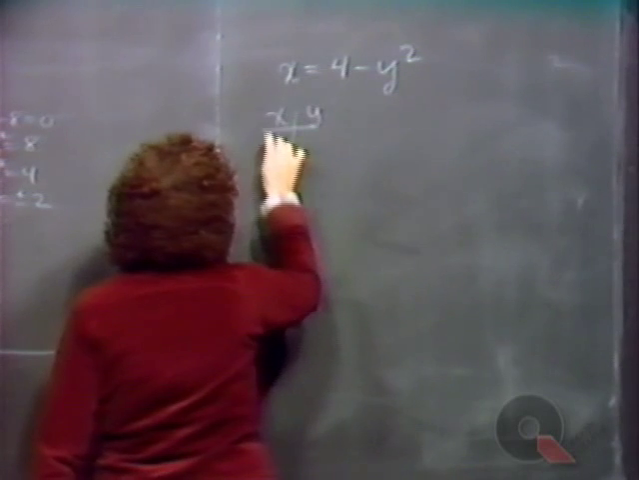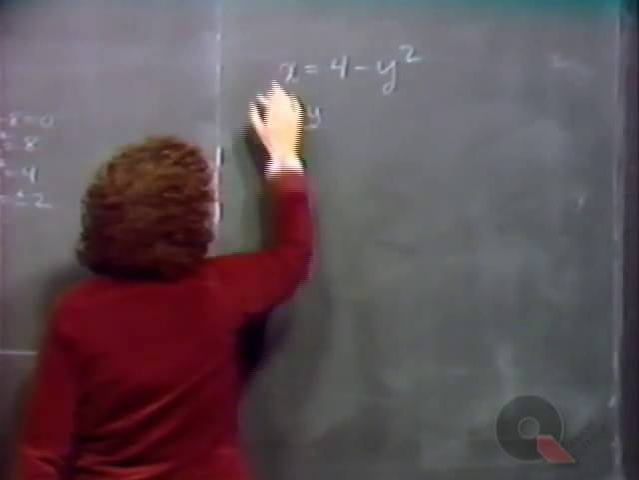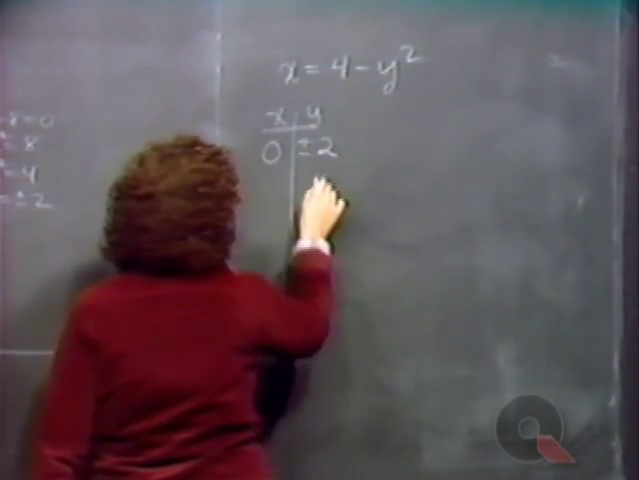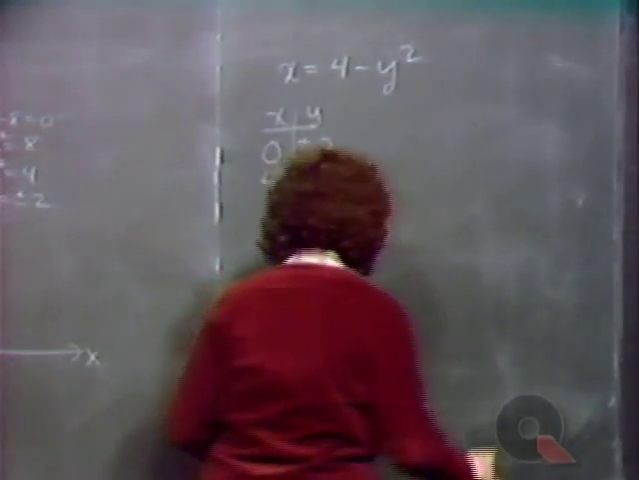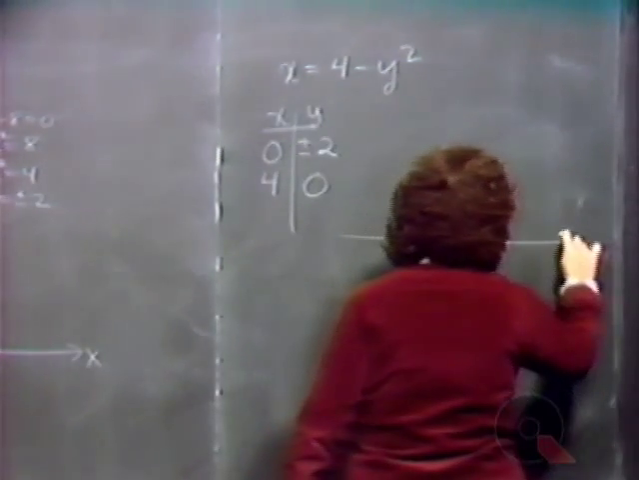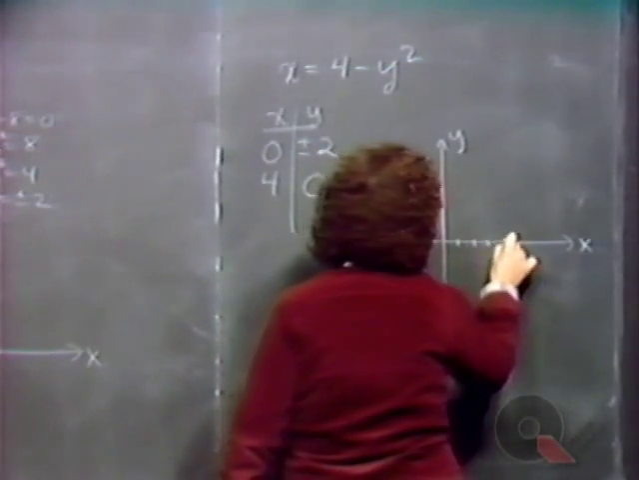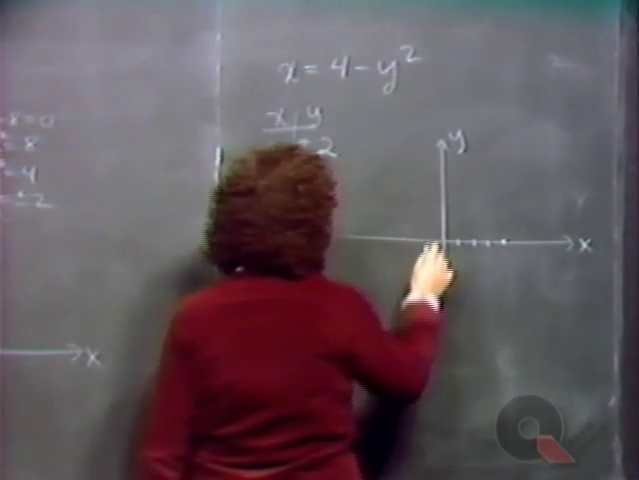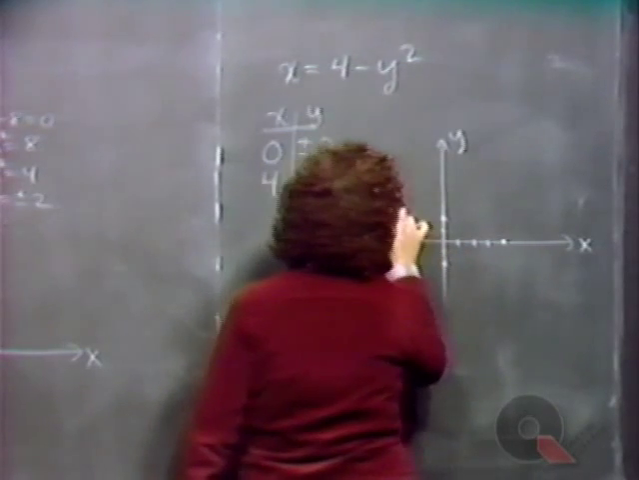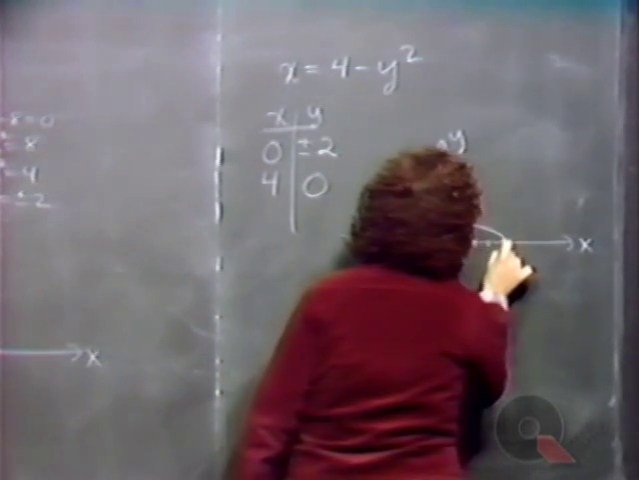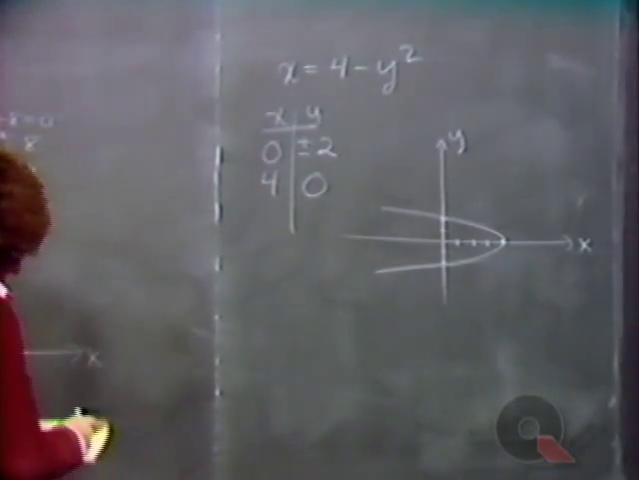If x is 0, 4 minus y squared is 0. y squared equals 4. y is plus or minus 2. If y is 0, x is 4. And we have (4, 0) as a point on the curve, (0, 2), and (0, -2). And as I said earlier, the parabola is opening to the left.